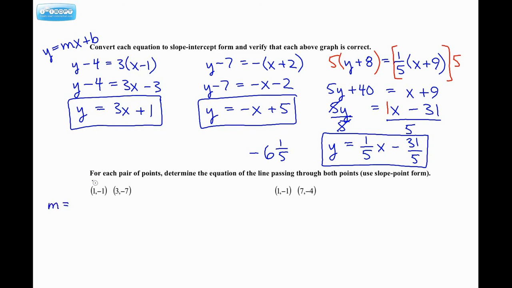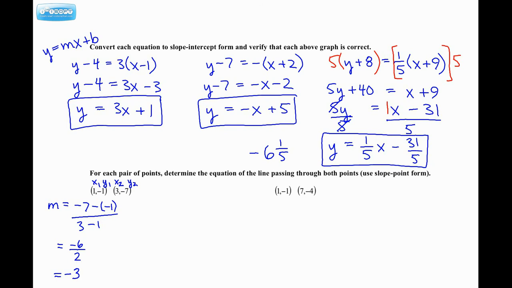Maybe this could be x1, y1, x2, y2. So this would be negative 7 minus negative 1 over 3 minus 1. Okay, so let's simplify this. This becomes a positive 1, so negative 7 plus 1 is negative 6. And 3 minus 1 is 2. And this simplifies quite nicely. We get a slope of negative 3. Okay, so now we know the slope.